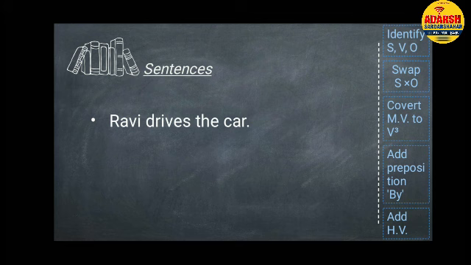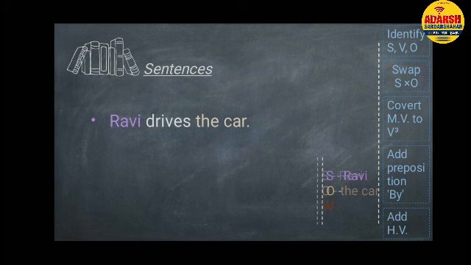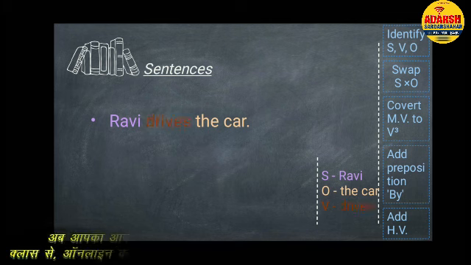Now according to first step of identifying subject, verb and object, here our subject is Ravi because Ravi is performing the activity of driving on the car. So Ravi is our doer and Ravi is our subject. Now second is object. On what is our activity being performed? Here our activity of driving is performed on the car. So the car is our object. Last, verb. Verb is our action and here our action is driving. So drives is a verb.